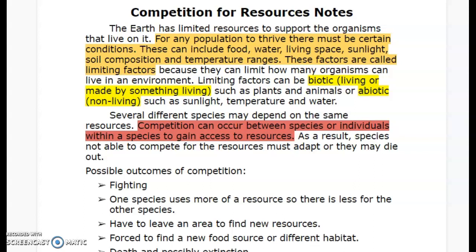Limiting factors can be biotic, living or made by something living, such as plants and animals, or abiotic, non-living, such as sunlight, temperature, and water. Several different species may depend on the same resources. Competition can occur between species or individuals within a species to gain access to resources. As a result, species not able to compete for the resources must adapt or they may die out.